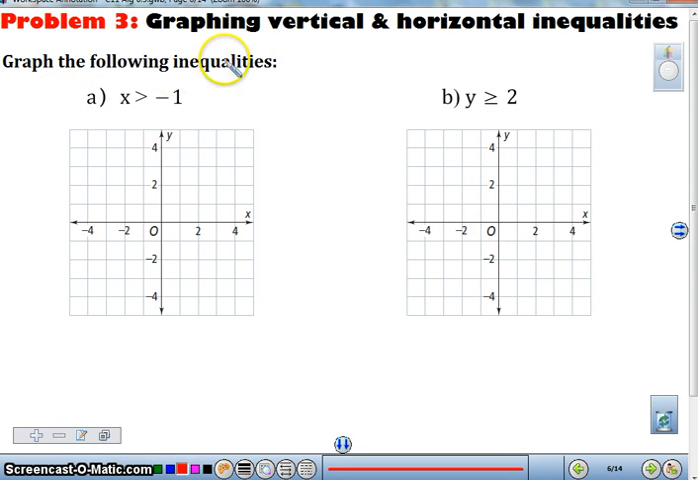I want you to try the next ones. Remember, special case, getting ready for our test. When is it vertical? When is it horizontal? Try it, pause the video, and when you turn it back on, you'll hear me explaining it.